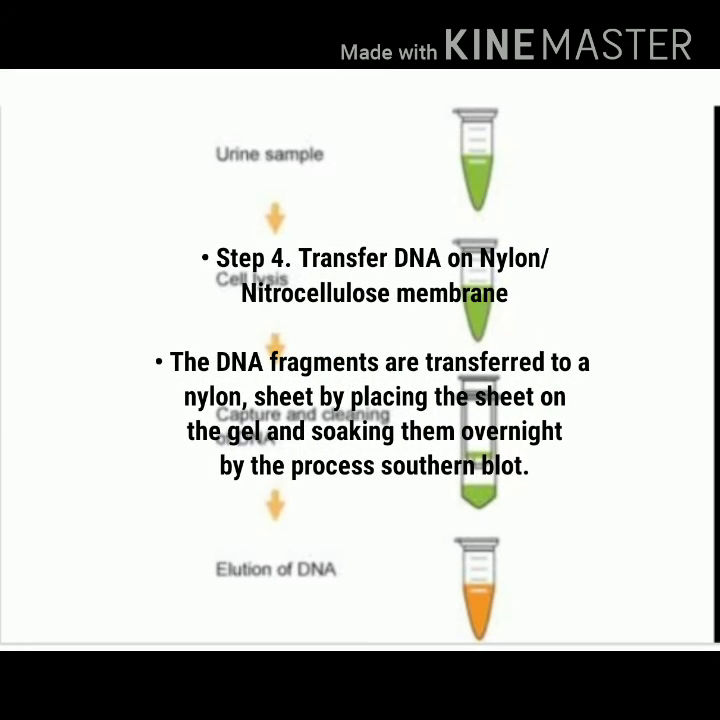Step 4. Transfer of DNA to a nylon or nitrocellulose membrane. The DNA fragments are transferred to a nylon sheet by placing the sheet on the gel and soaking them overnight, by the process of Southern blot.